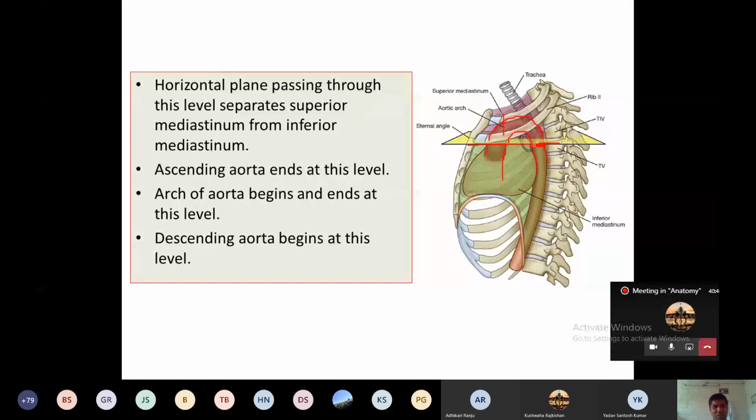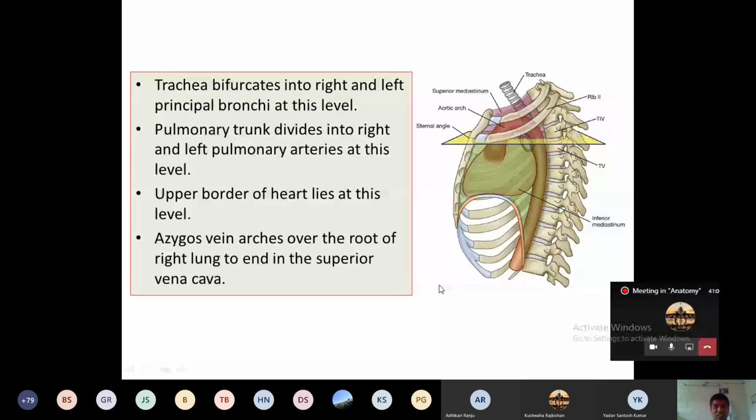Detail about the arch of aorta, everything, whatever I am telling today, correlating with the sternal angle, we'll discuss in detail in the coming days. After this, come to here, trachea. This is the trachea. Trachea bifurcates at this level. See here, trachea divides into the two bronchi at this level.